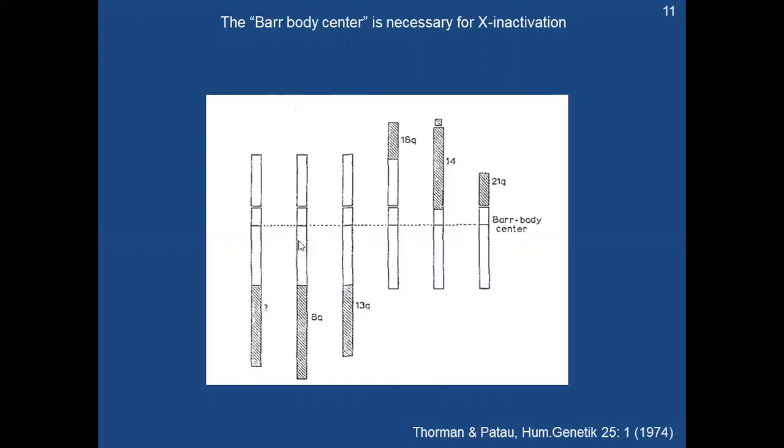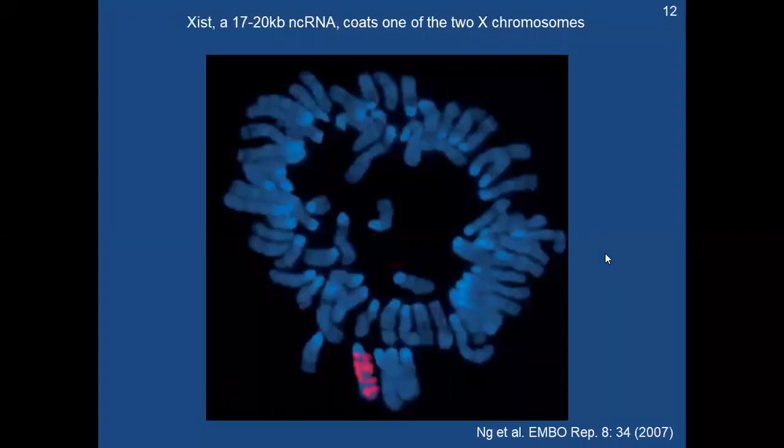Then they extended these experiments further, so that more parts of the Q arm were lost, and they still could see inactivation. But if this region was lost, they couldn't see inactivation. Therefore they called this the Barr body center, because they didn't know then that this was X chromosome inactivation. But they found out that you needed this particular region if you wanted to have a Barr body. Otherwise, there was no condensation.